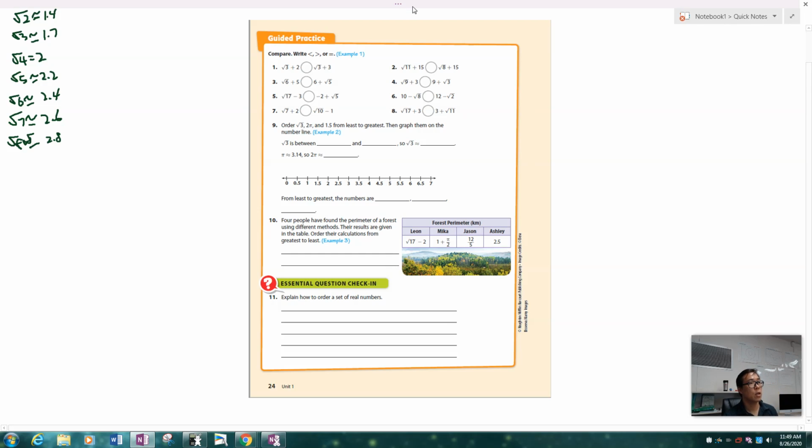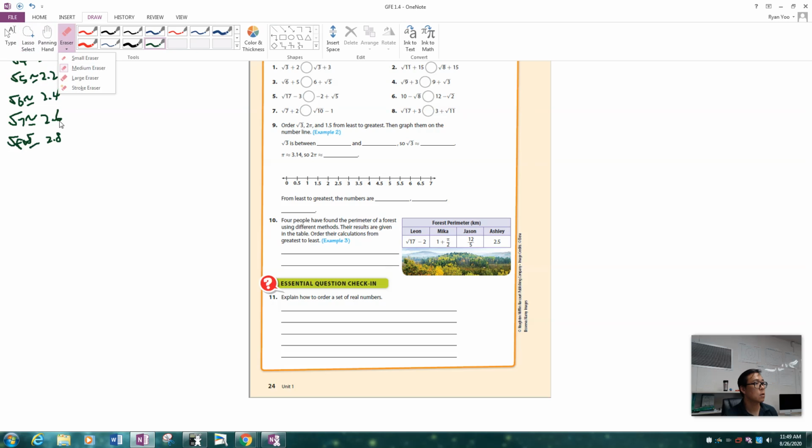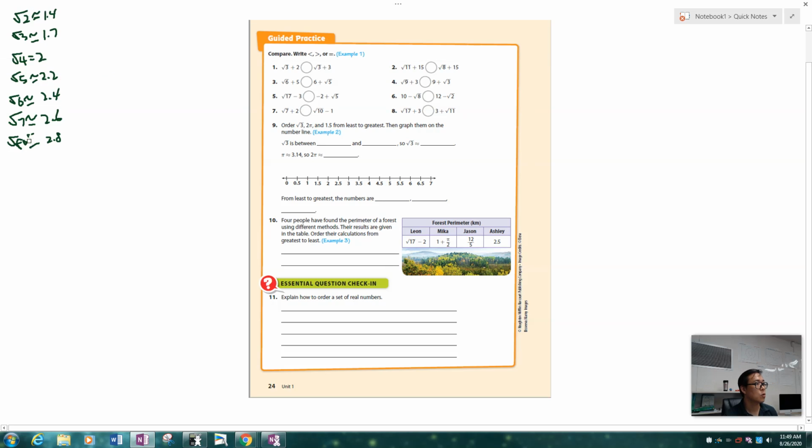I don't like my writing, so let me erase that. Okay, going back. So square root of 8 is approximately equal to 2.8. Moving on, square root of 9 is equal to 3. Square root of 10 is approximately equal to 3.1. Square root of 11 is approximately equal to 3.3.